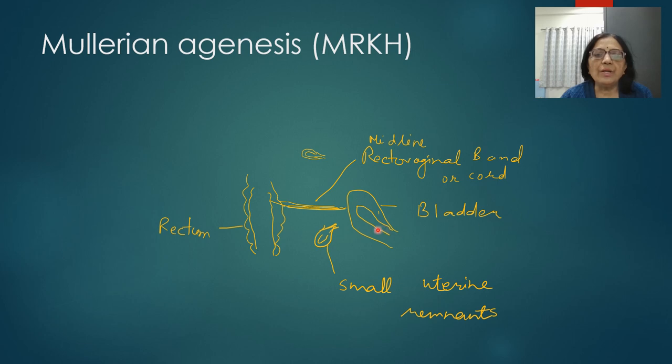In this diagram, we can see the bladder and the rectum. Whenever we open a case or look at the pelvis with the help of a laparoscope in a patient of Mullerian agenesis, what we find is a midline rectovaginal band-like or cord-like structure connecting the bladder with the rectum, and usually small uterine remnants are present on one or both sides. That is the usual picture whenever we do laparoscopy or laparotomy in a patient of Mullerian agenesis.